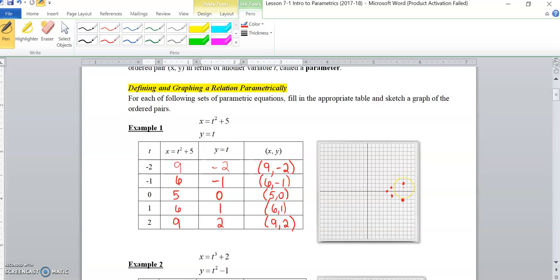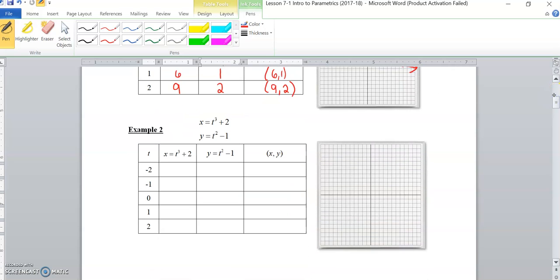What we see the start of is a sideways parabola. So you just fill it in and get your answer. That's really all you're going to do in example 1 and example 2. For example 2, if you plug them in, again, it's just as simple as taking -2 in for t for both the equations.